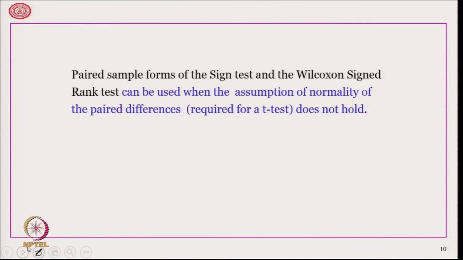When we do not have that assumption, then we cannot use t test, and therefore, we have to go for non-parametric testing of hypothesis, and in particular we want to use the same sign test and same Wilcoxon signed rank test on the data which is coming from paired samples.